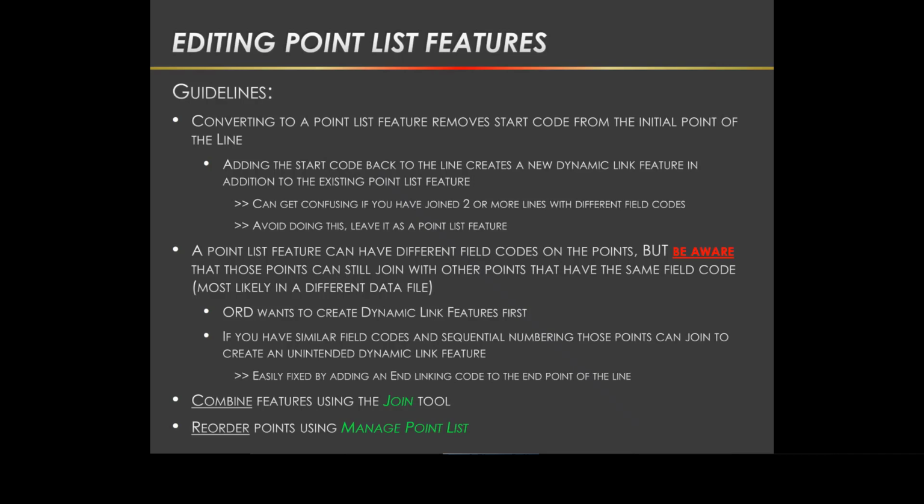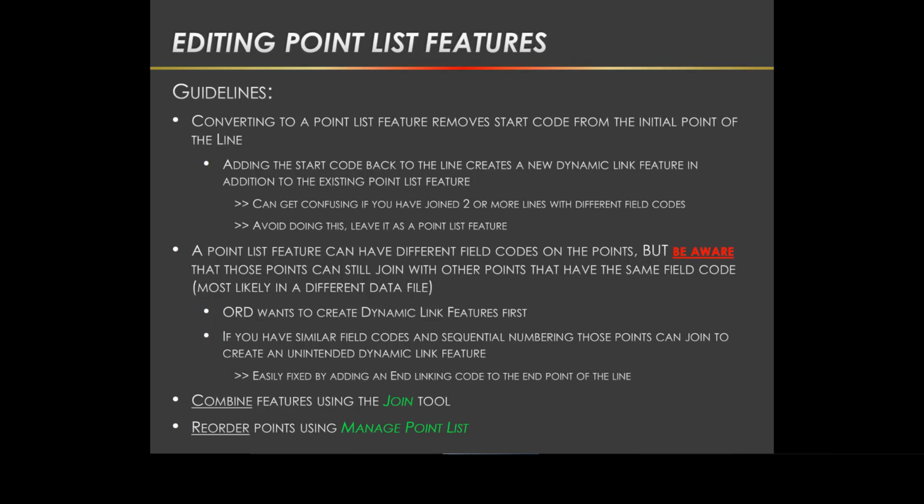And it can get really confusing if you have joined two or more lines with different field codes. So if you have a break line 1 with a stringing ID of 1 in one file, and you have another topo file next to it with a break line 2, and you join those two together using point list features, all of the points that were on BL1 can still have that BL1 field code. All of the ones that were originally on BL2 can still have that BL2 field code, but yet you have one line that's just a break line all connected up.